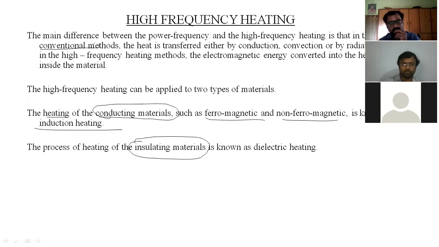But while using high frequency heating, you get 500 times more than power frequency heating. When you employ high frequency heating to melt or heat up your charge, either by induction or by the dielectric method, the heat is as much as 10,000 watts per square centimeter. That means it is 500 times greater than the power frequency method.